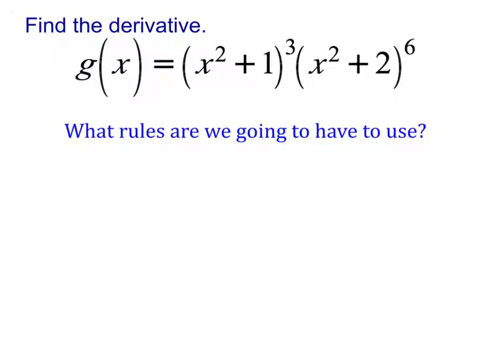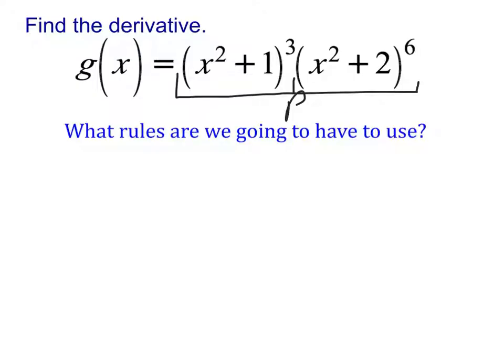All right, now as I take a look at this function, all of a sudden I see something that maybe I don't like quite as much. Because what rules are we going to need to use? Yeah, I see product rule already right at the start, because I see where this parenthesis cubed is being multiplied by this parenthesis to the 6. So I already see product rule being used there. Now looking within each of those two parts of our product, what rule am I going to need to use? Chain rule. Yeah, chain rule.